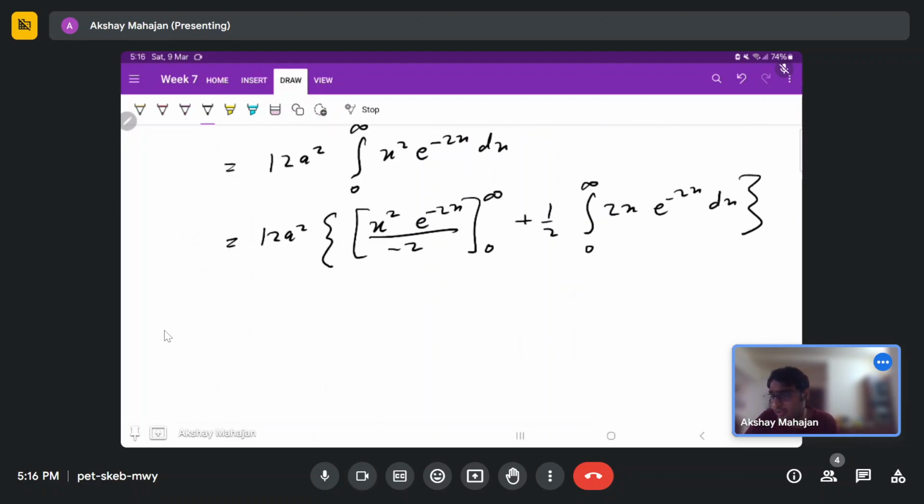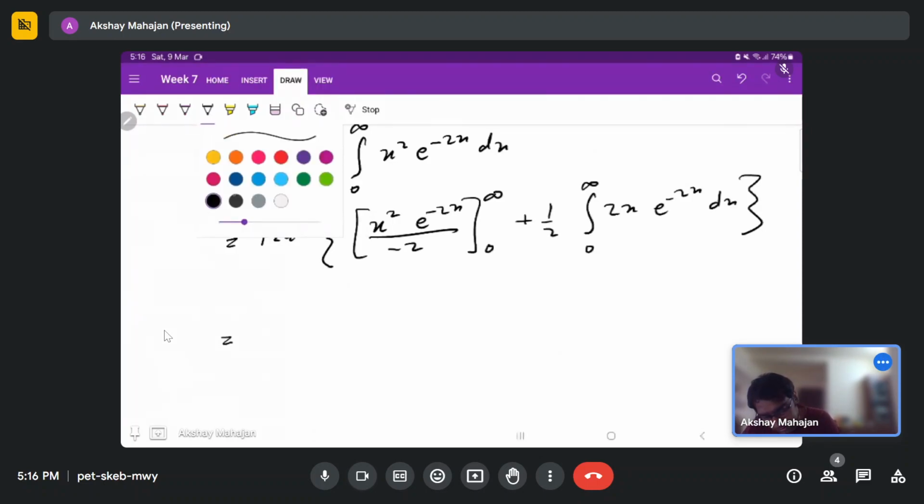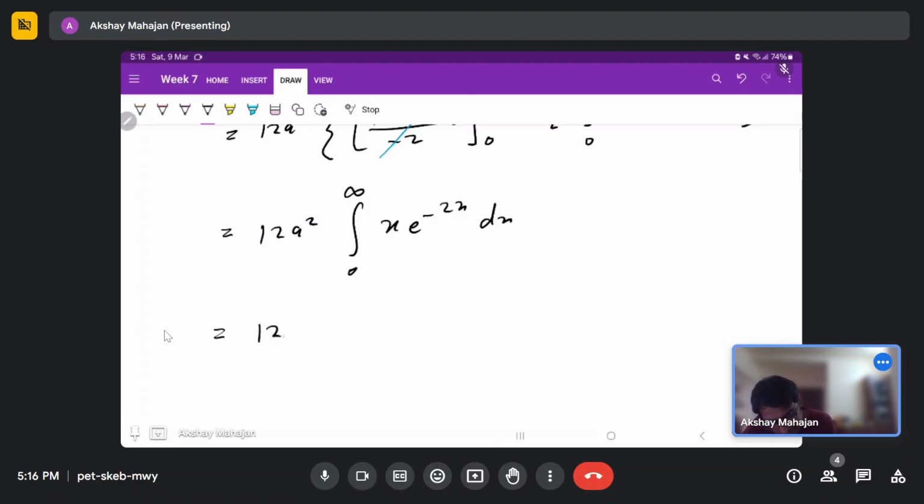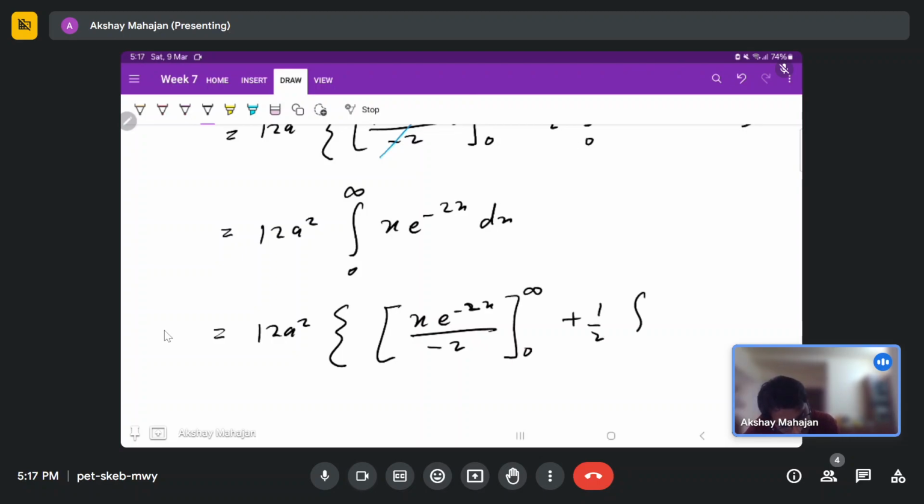Right? Then again, e to the power minus infinity will give you 0, and if you put x equals 0, this will be 0. So this term will be 0, and from here we will get 12a square times the integration from 0 to infinity of x e to the power minus 2x dx. And then again we will use integration by parts. It will be x e to the power minus 2x divided by minus 2 from 0 to infinity, plus 1 by 2 integration from 0 to infinity of e to the power minus 2x dx.